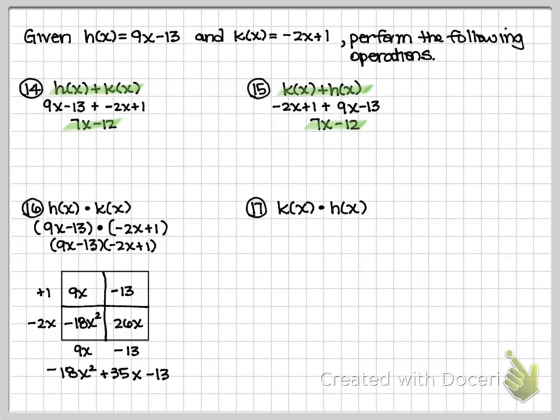K of x, so let's replace k of x with negative 2x plus 1. Times h of x. H of x, 9x minus 13. This should look familiar. Okay, let's look. If I have multiplication, actually, we can just get rid of the dot. Let's get rid of that. That's not necessary.